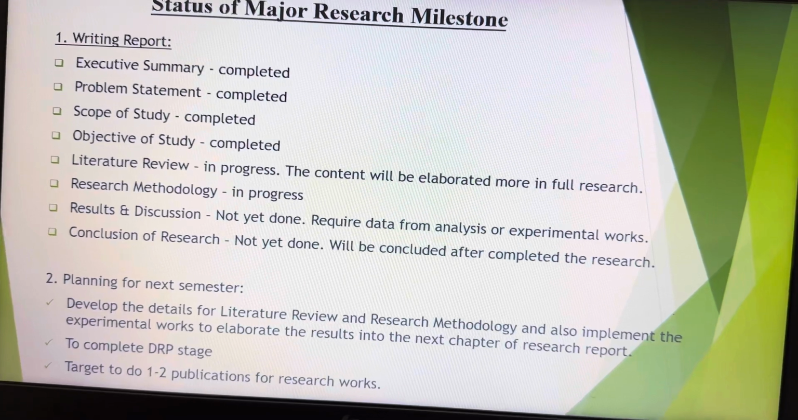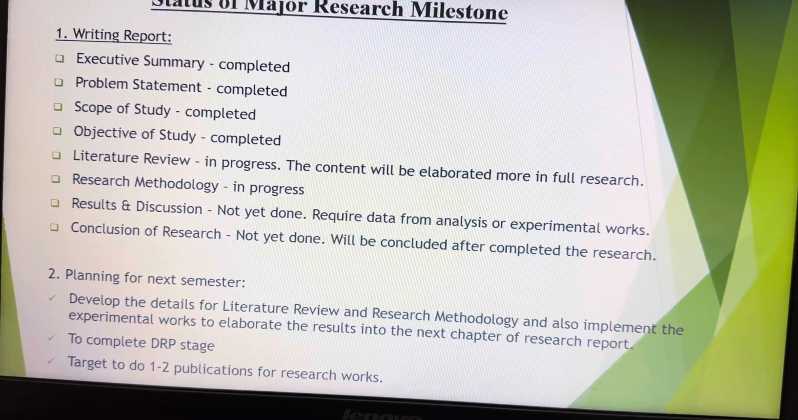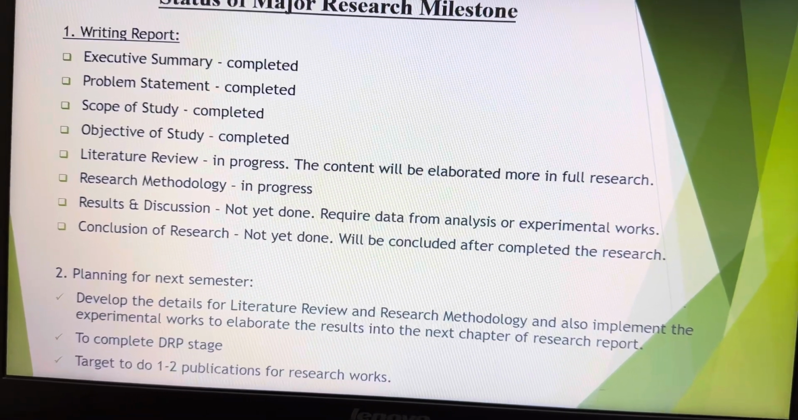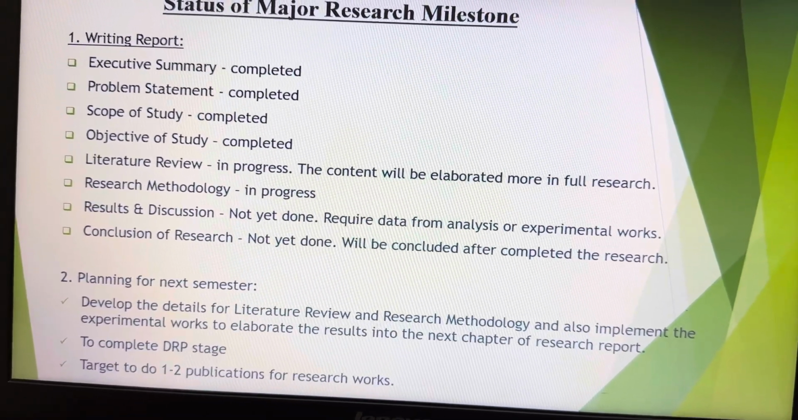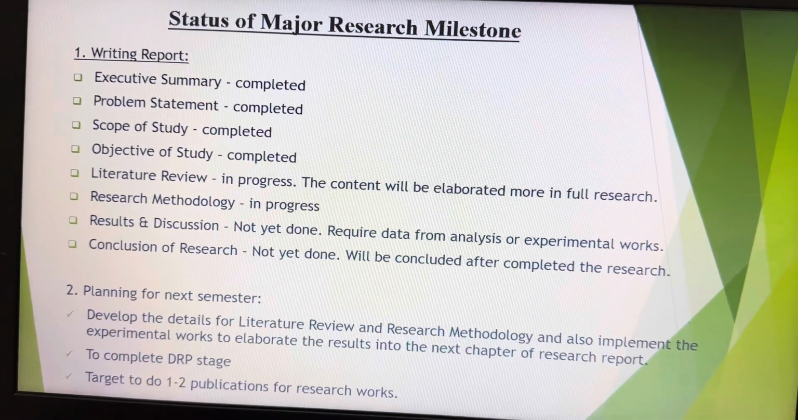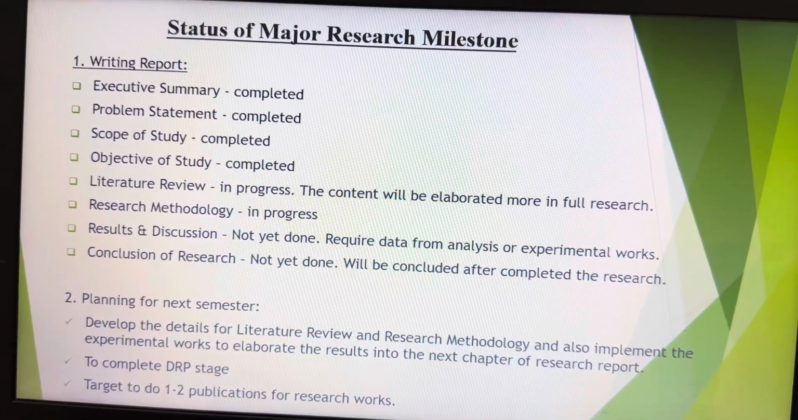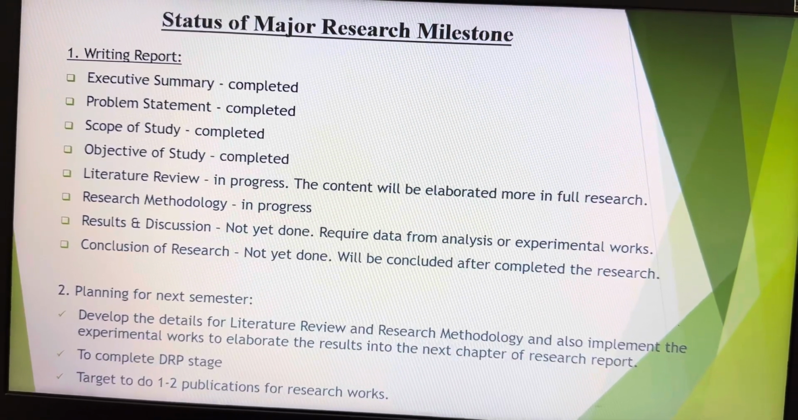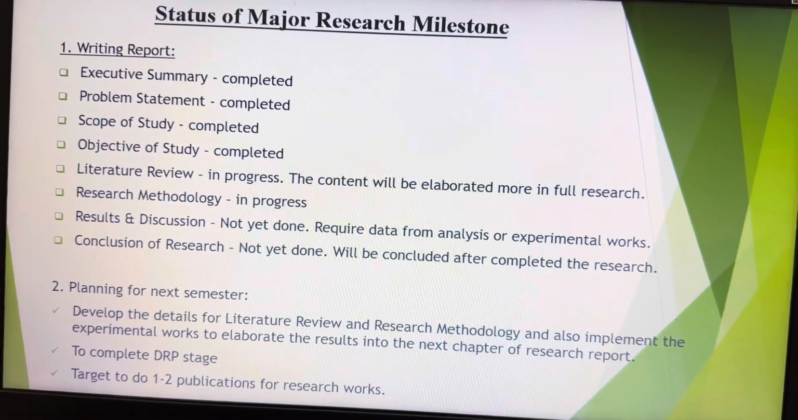Planning for the next year, develop the details for literature review and research methodology, and also implement the experimental works to elaborate the result into the next chapter of the research report. And to complete the JRP, also for publication, target to do 1 or 2 publications for research work.